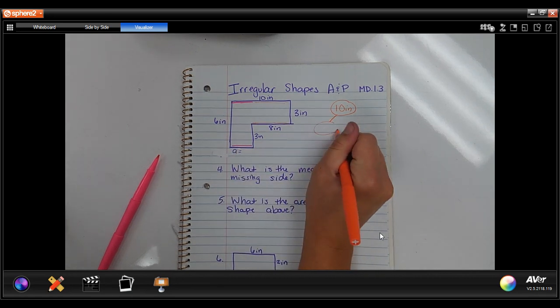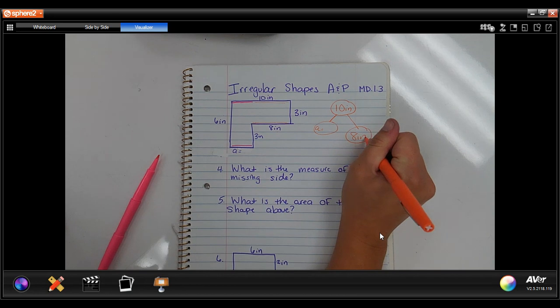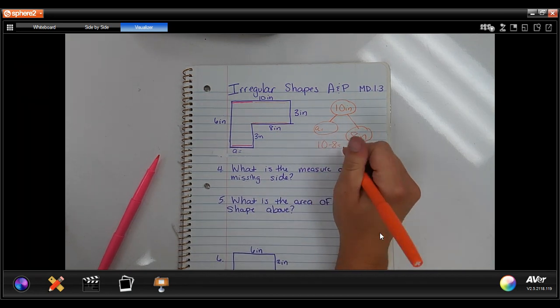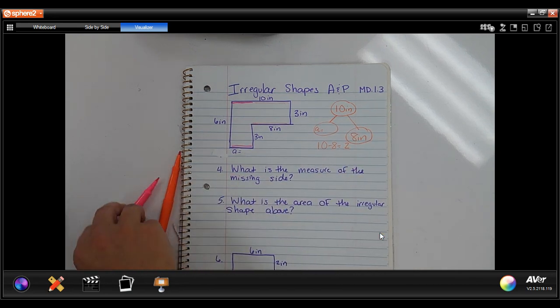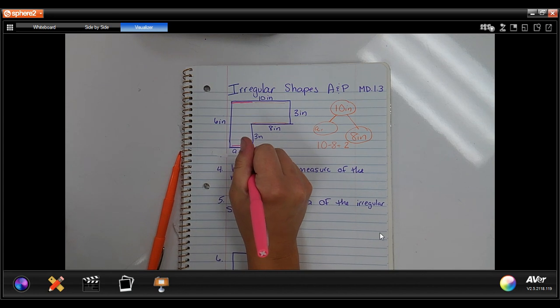I'm not sure what this one is yet. And this other part is 8 inches. So to find this out, I must do 10 minus 8 equals 2. So my answer for this question is that this missing side is 2 inches.